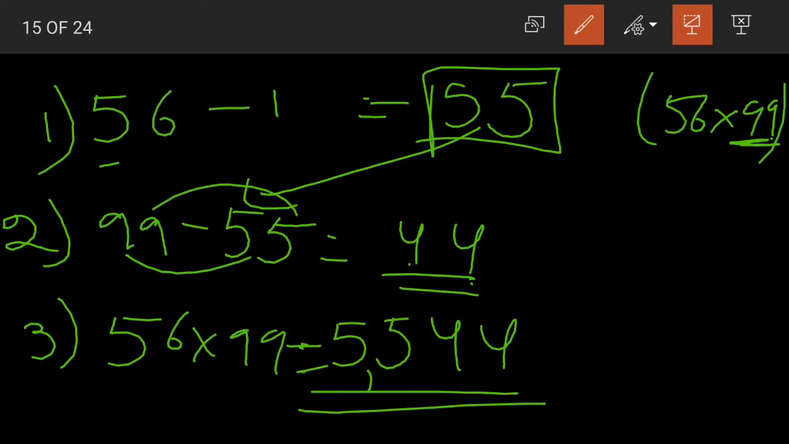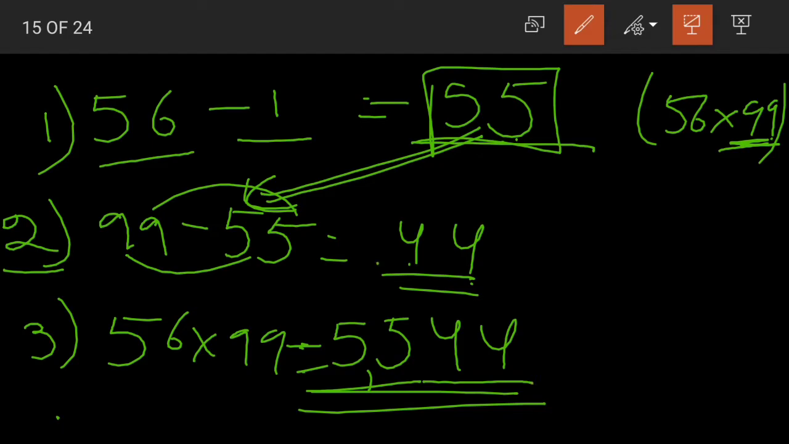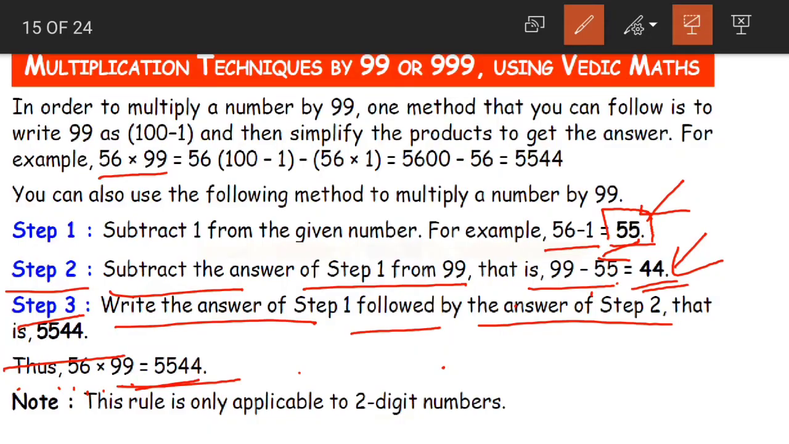First method, right children? See, understand this carefully. Subtract 1 from the given number, and in the second step subtract the answer of the first step from 99. Now lastly what should we do? Write the answer of the first step followed by the answer of the second step. That will give us our final answer. Let me take another example also.